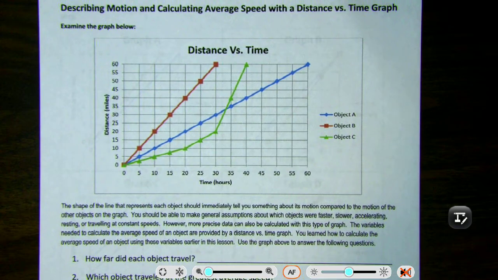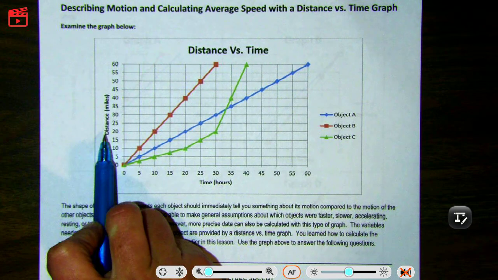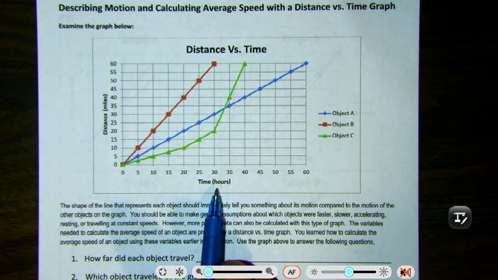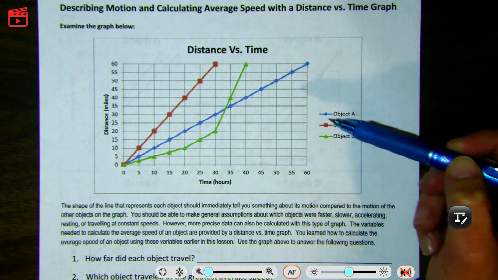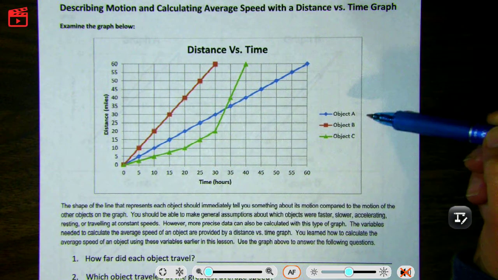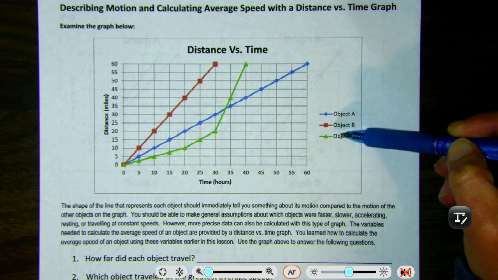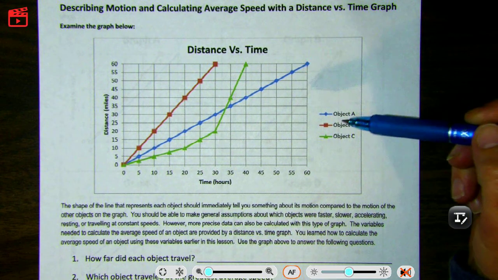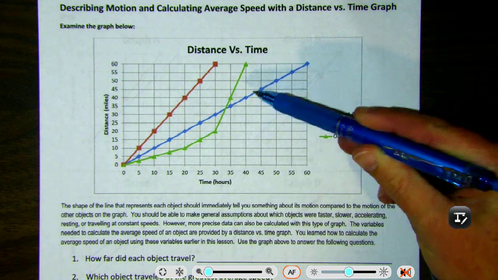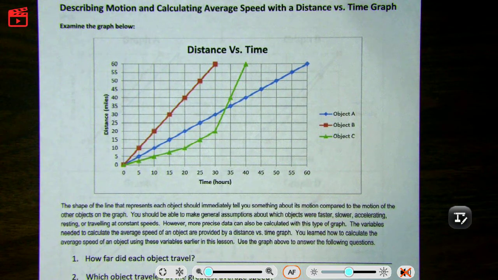So we have different types of graphs, and this one is a distance versus time graph. With distance versus time graphs, we can calculate the average speed. If we look at our graph before we even read any of that down there, we have three different objects. Object A is blue, object B is red, and object C is green, with the different triangles, circles, and squares.